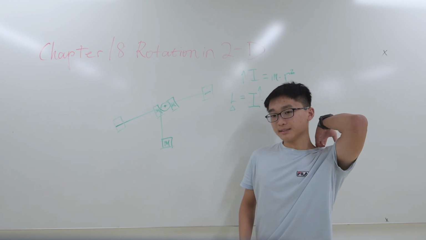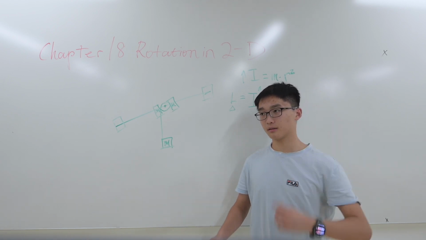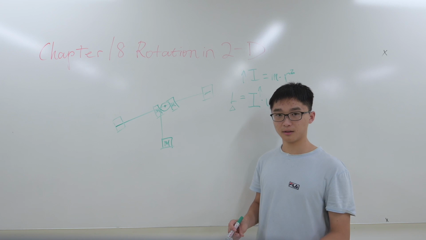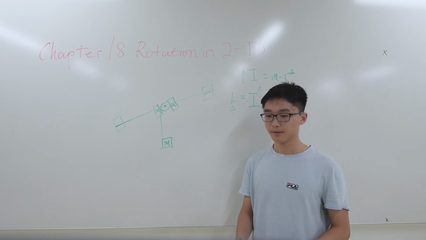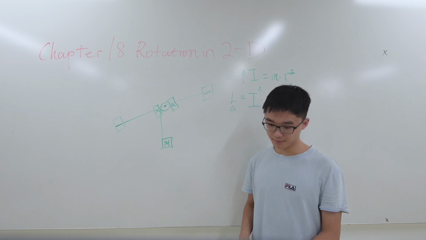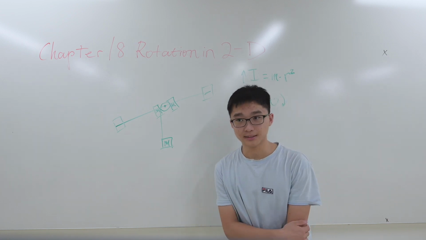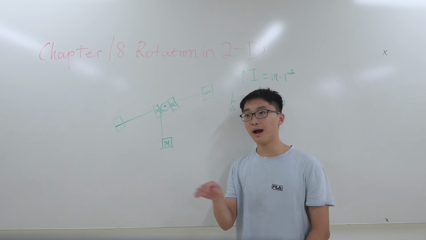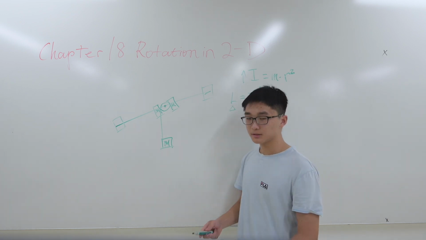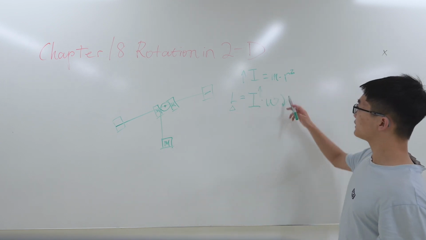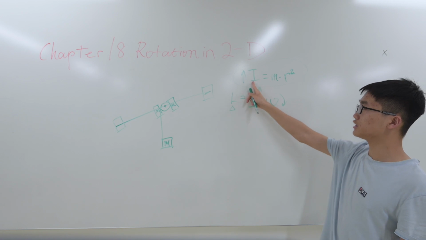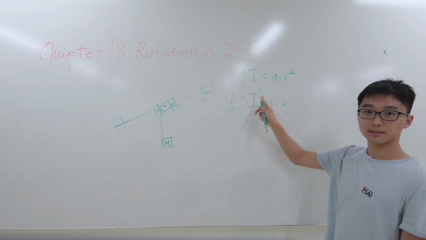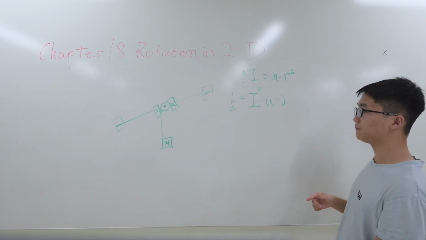Someone may ask, what is the difference between mass and the moment of inertia? The biggest and most important difference is that mass is unchangeable, non-relativistically, but the moment of inertia can be changed. Because from this equation, we know that the moment of inertia is equal to m times r squared. It is not only about the mass, but also about how far it is away from the axis.